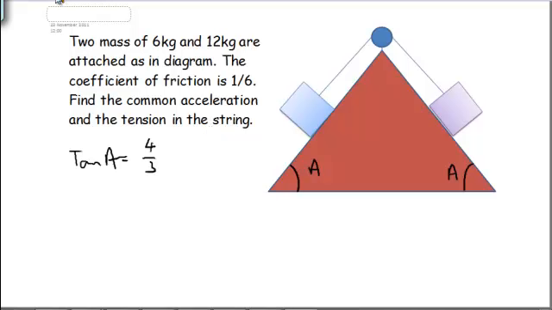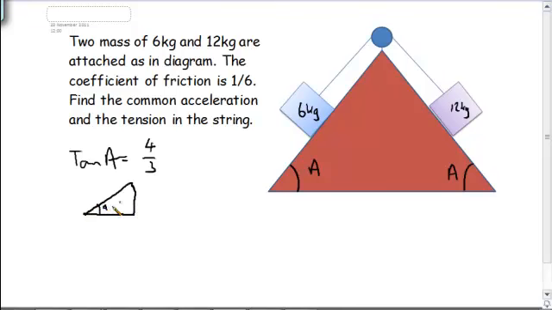I'll just label the masses. So this one here is the 6 kg and this one here is 12 kg. Now to find the common acceleration and the tension in the string, well, first off we're given that the tan of A is 4/3. Whenever we see that, we should understand we can construct a simple right angle triangle.